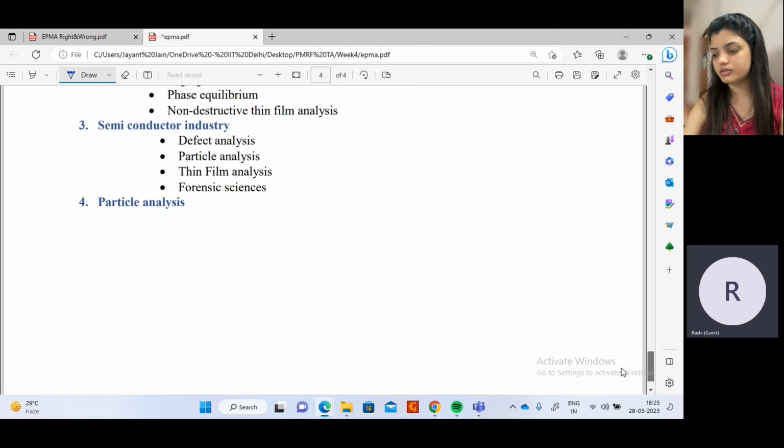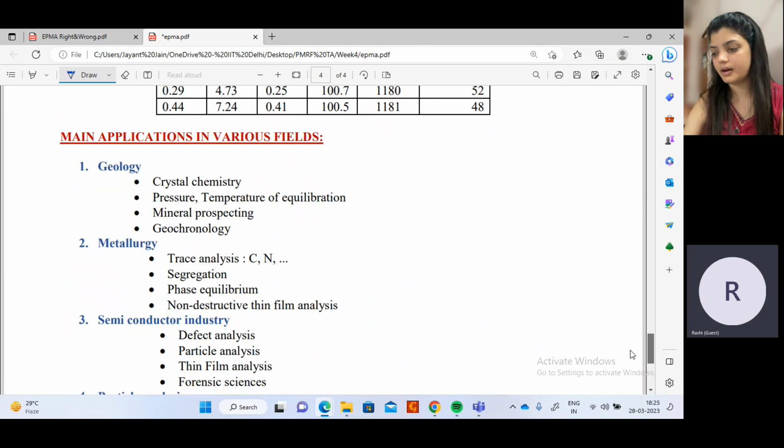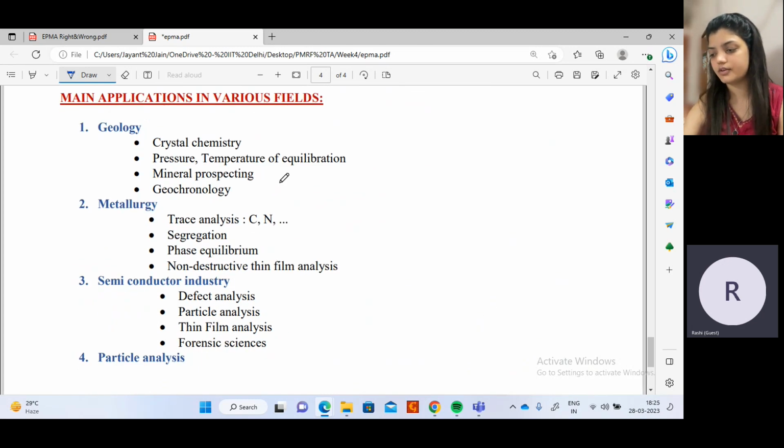these are the main applications in various fields. In geology, we can find out the crystal chemistry, pressure and temperature of equilibrium, mineral prospecting, and trace analysis of carbon, nitrogen, etc. In metallurgy samples, we can find out segregation, and whether phase equilibrium is happening. Non-destructive analysis of thin samples: if you cannot destroy those samples, they can be analyzed using EPMA.